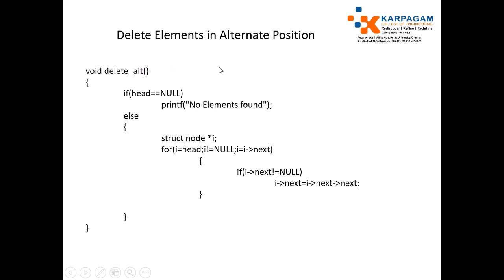Just recall the function. The function name is delete alternative position, which accepts nothing and returns nothing. If head is empty, just print no element found. Otherwise, declare a pointer variable and store the starting address of the list. Check the condition I not equal to null, then I equal to I of next. If I of next is not equal to null, just skip one node to the right: I of next equal to I of next of next. That's all.